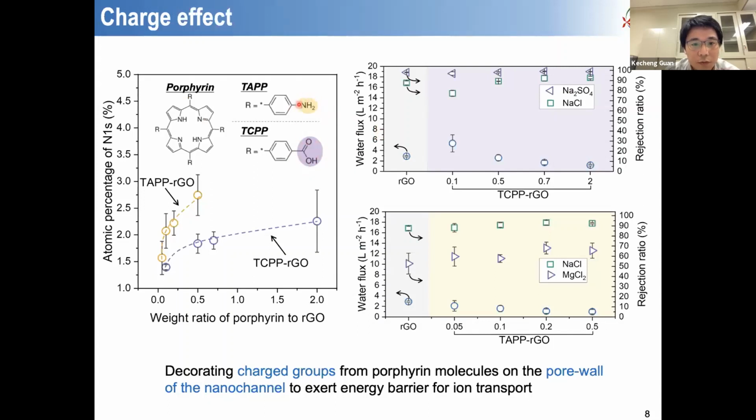And for both types of modified RGO membranes, we found that the salt rejection was slightly increased with the intercalation of the TCPP molecule with carboxyl groups and the TAPP molecule with amine groups, for different types of salts. But actually the increase of the rejection is not so significant, possibly because the confinement effect of the original RGO membrane contributes much more to this rejection improvement. So maybe it was not that obvious for the charge effect studied here.